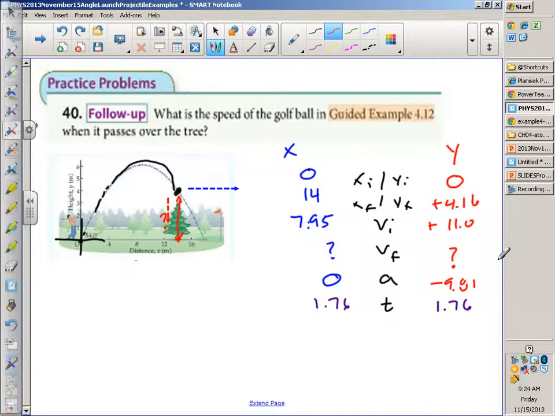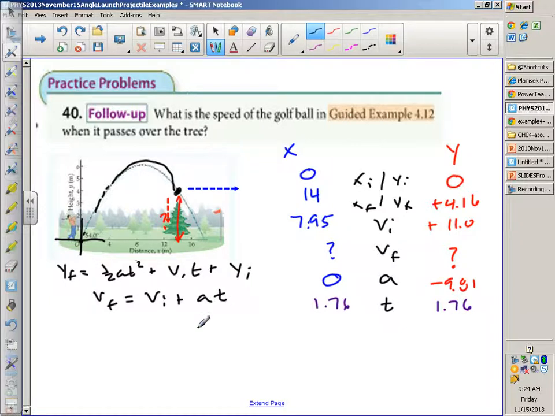Okay? Now, we talked about that when we're dealing with finding speeds, v initial t plus y initial, right? This equation doesn't do us any good. Because why? Because it doesn't give us velocity final. V final isn't in this equation, so we can't use this equation to solve for V final. But, like we said, it's still an accelerating object, so we can still use kinematic equations to solve for the final velocity.